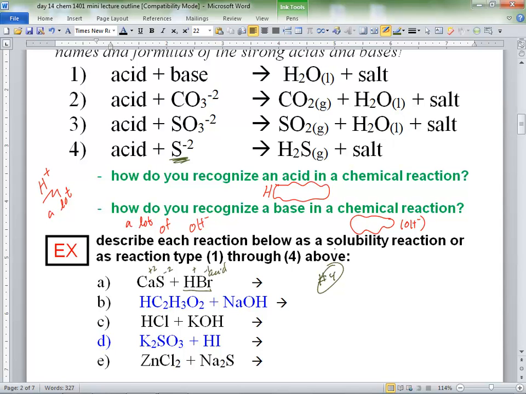B. How about B? Allison. Is it solubility or one of the four? That's the first question you always ask yourself. She says it's one of the four. You agree? Yeah. Who knows what this is? It's vinegar, if you don't know it. It has H out front. Has to be one of the four. So which of the four, Jonathan? It's number one. He sees the hydroxide. Very good. How about C? Oscar.